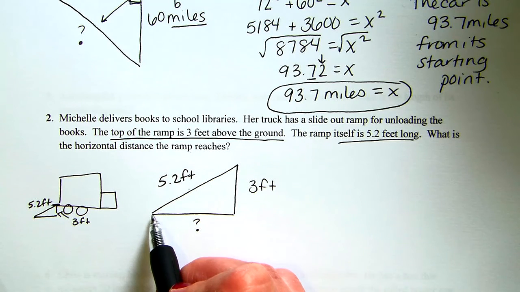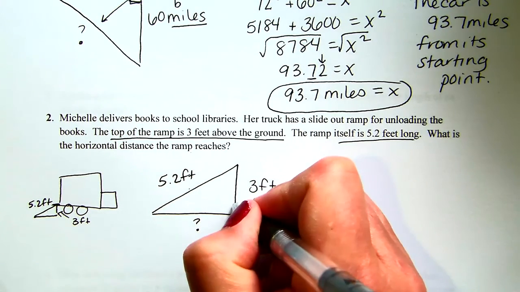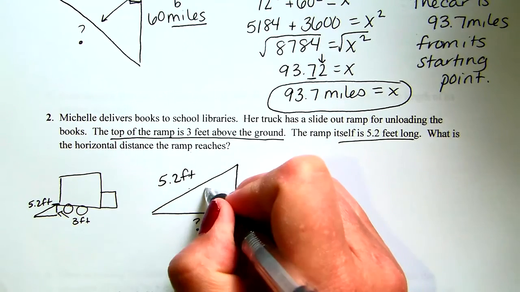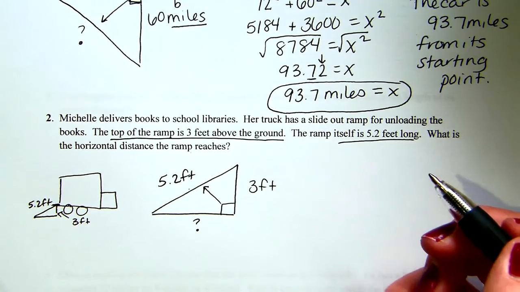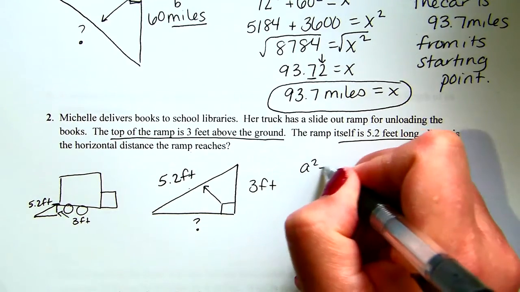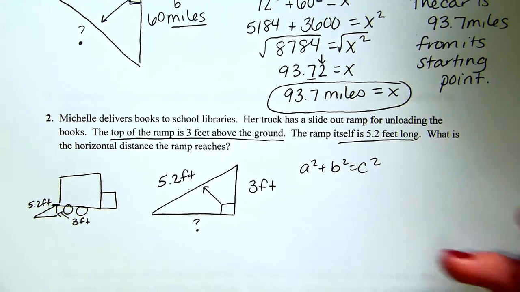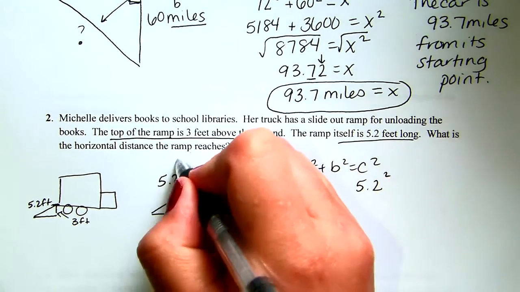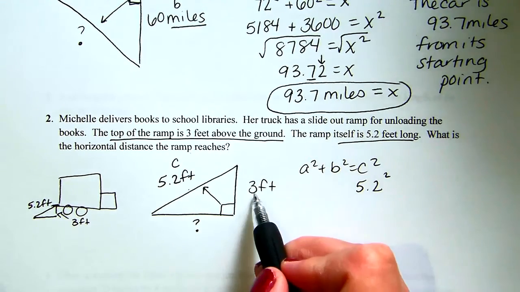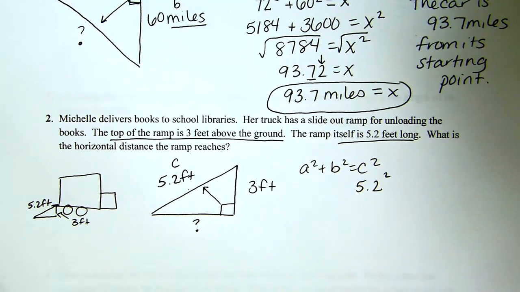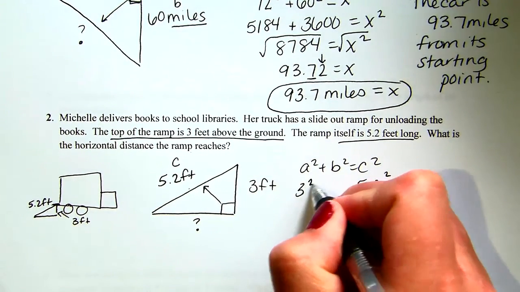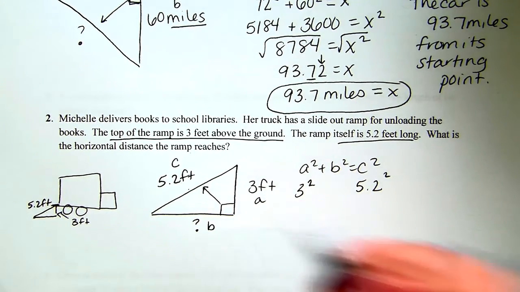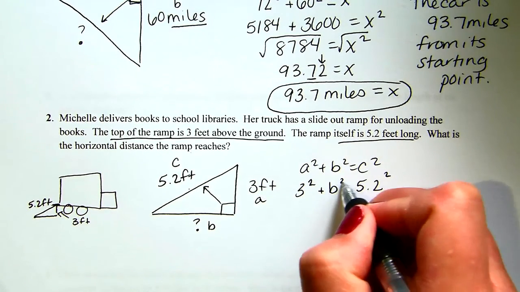Now, the 5.2, that's on a diagonal. That is opposite of our right angle, so that's our hypotenuse. In our formula for Pythagorean Theorem, a squared plus b squared equals c squared, the 5.2, that's going to be our c. So I'm going to put a c next to it. Now the 3 can either be a or b. I'll leave it up to you. I'm going to put it in as a. So I'm going to put 3 squared right there. I'm going to put an a underneath it, and that means my question mark is my b. So I'm going to put plus b squared. And I'm just going to leave it as b this time, instead of changing it to x.